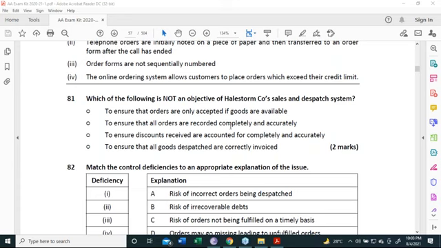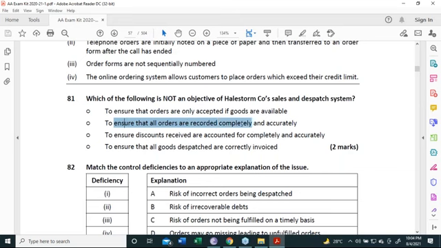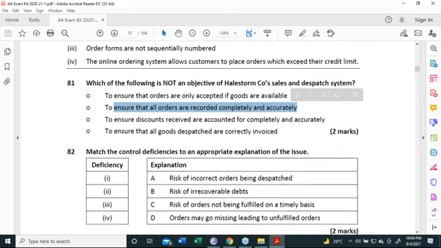Okay, guys, the sales and dispatch department will want to make sure that orders should only be accepted if goods are available. Otherwise, we don't wish to accept an order. This is your knowledge base. You've got to learn it. What's the objective of the sales and dispatch system? To ensure that orders are only accepted if goods are available. We also want to make sure that when orders are received, we record them completely and accurately. We don't wish to make mistakes in it. That's another objective of the sales and dispatch system.